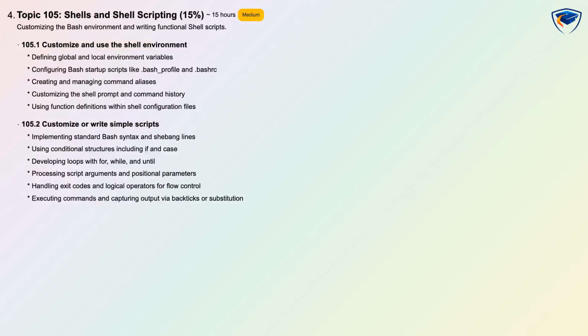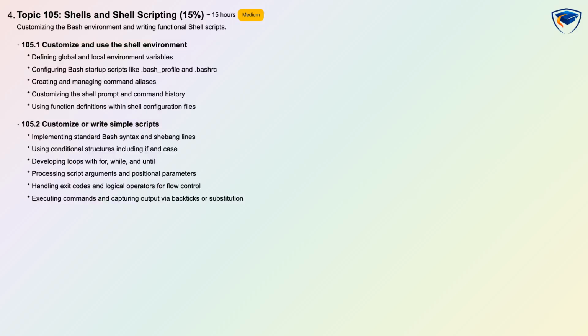Topic 105. Shells and Shell Scripting is weighted 15%, rated medium, with about 15 hours of study and both hands-on and conceptual assessment. You will master the Bash environment by defining environment variables, configuring .bashrc and .bash_profile, creating aliases, and customizing the prompt and history behavior.